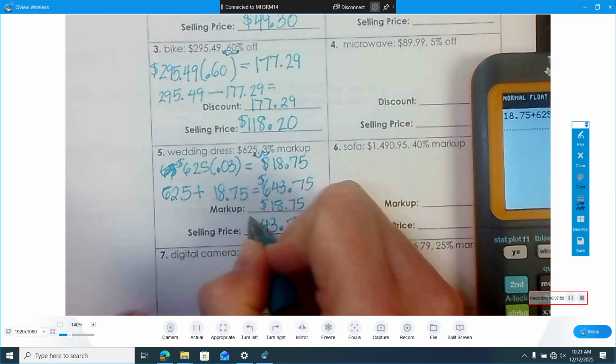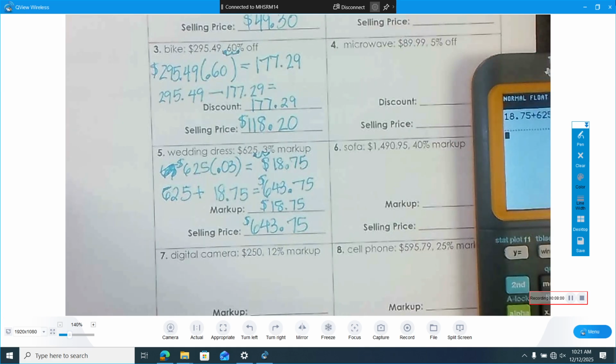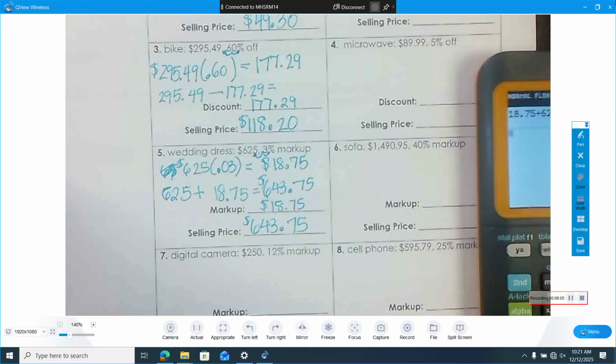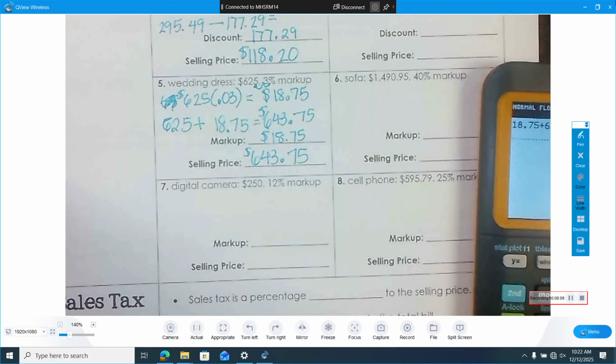All right, so all we're doing is figuring out what our discount or markup is going to be, and then we just need to either subtract it or add it to our original price. Is that pretty easy? Yeah? All right, let's do the digital camera one.